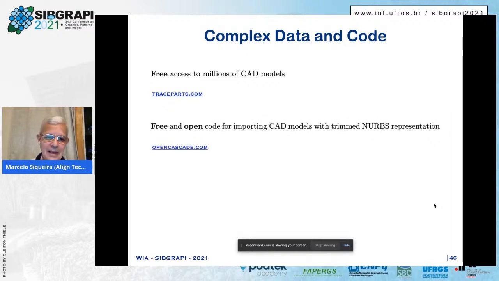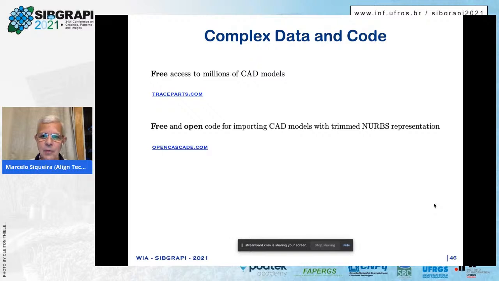And you also have free and open code for importing CAD models that will give you an API that allows you to access the NURBS, the trimmed NURBS representation. So for you to have an idea, the commercial equivalent of this kind of software, probably the cheapest one will be $25,000, right? But you can use a free one, which is not the greatest thing ever. But I mean, as far as research goes, you can do something about it.